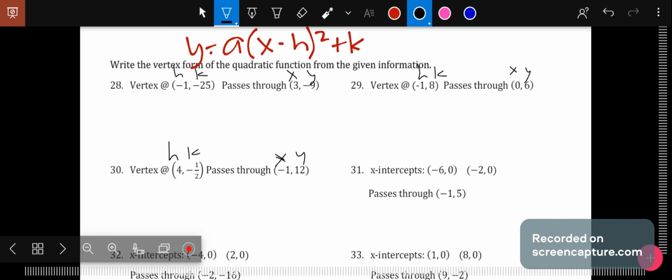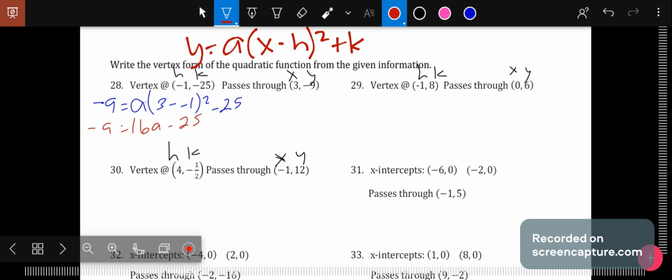So we're going to set it up using what we know. We have a y value, negative 4. Sorry, that's a 9. Negative 9 is going to equal a, we don't know what that is yet, times our x value, 3, minus negative 1, so minus h squared, minus k. First thing we have to do here is solve for our a value. So 3 minus negative 1 is going to give me 4, and 4 squared is 16. So I'm going to have 16a minus 25 is equal to negative 9.